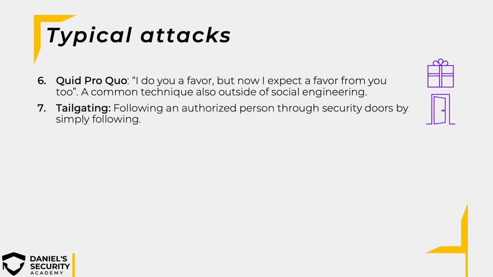Seventh, tailgating is just as it is in the wording. It's a physical attack following an authorized person through security doors by just simply following the person's steps. So if you want to get into a building which is secured by key cards, you would just wait until someone who has a key card shows up, and you just follow them through the doors and say for sure, thank you, and don't act suspicious at all.